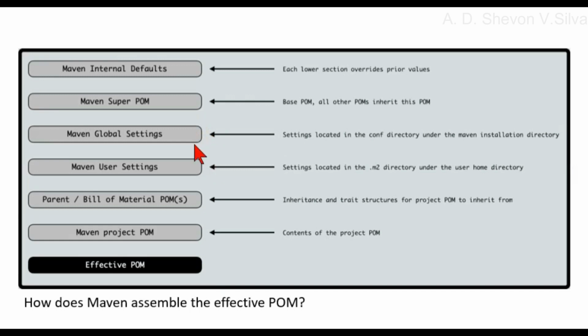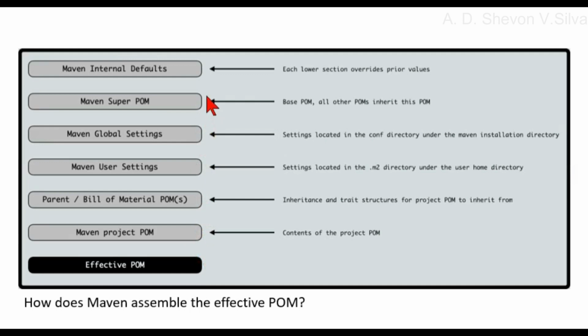The layers below, the global settings and user settings, are, as their name suggests, inclined towards hosting and overriding any settings for Maven. The parent, bill of material and project POMs are where Maven instructions can be customized. Default values from the layers above are utilized if no customization is made.